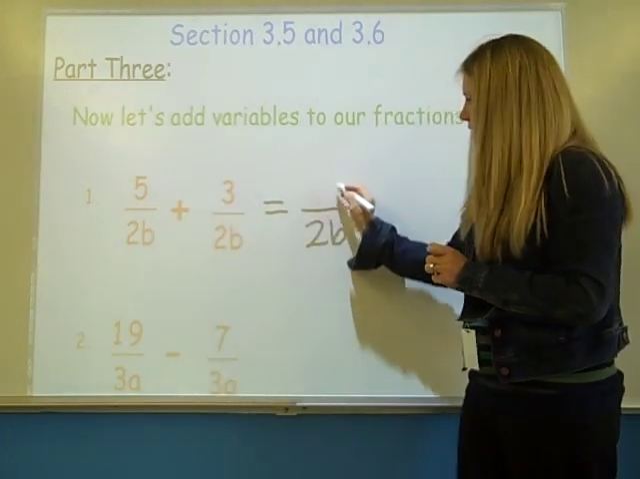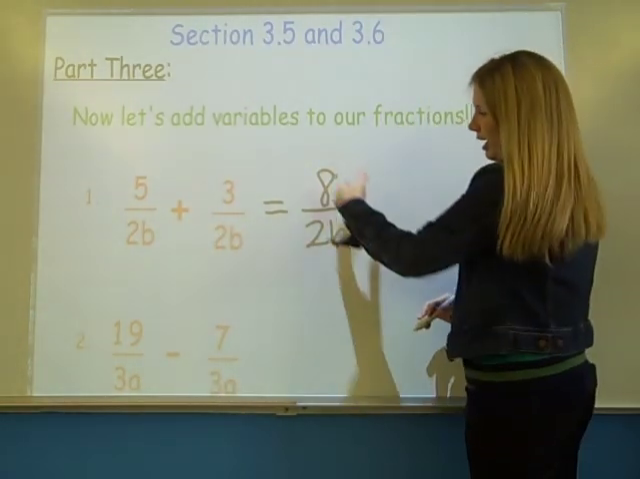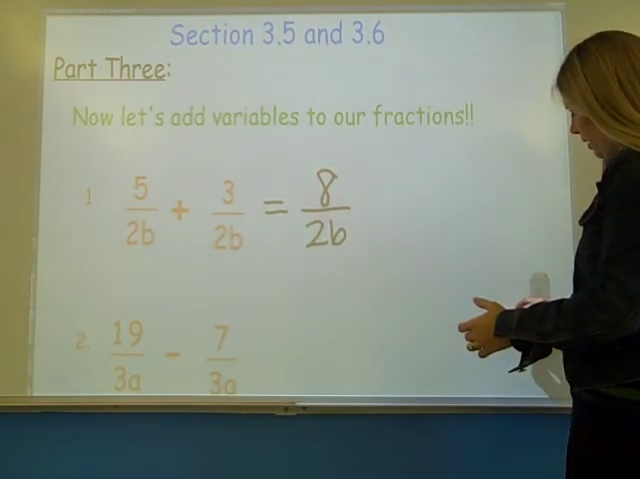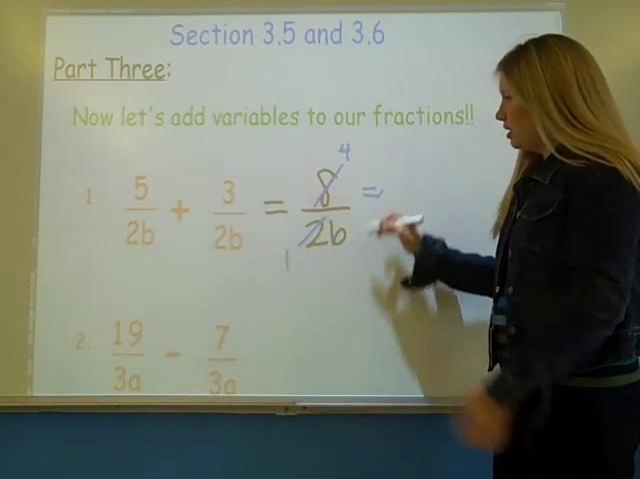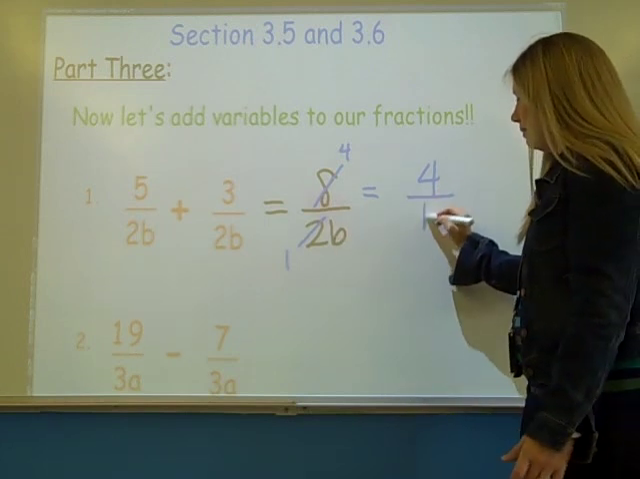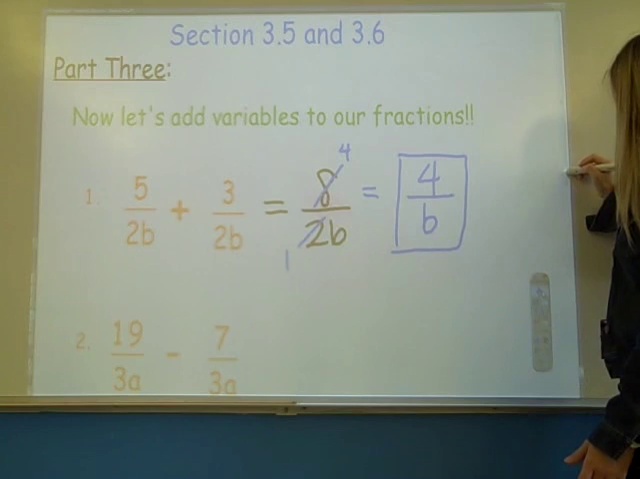Plus 3 is 8. And then you're just going to see if you can simplify. I have an 8 and a 2 over here. I can simplify those out. I can divide them both by 2. This becomes a 1. This becomes a 4. So on top, I'm left with 4. On the bottom, I'm left with a b. And that's my answer.